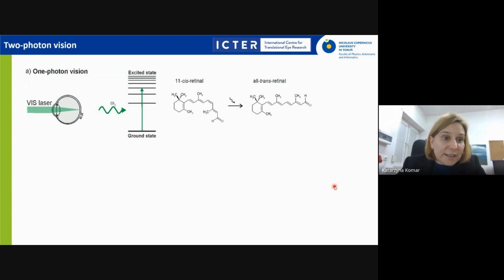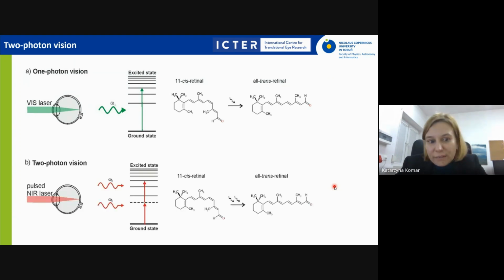And what is the difference to two-photon vision? So everything goes basically in the same way. However, this absorption at the beginning is not the physical process of one-photon absorption, but the physical process of two-photon absorption. And two-photon absorption is a process that occurs when a molecule or atom interacts with high photon fluxes. When you've got high photon fluxes, it may happen that two photons will be interacting with the molecule at the same moment, and then they will be simultaneously absorbed.